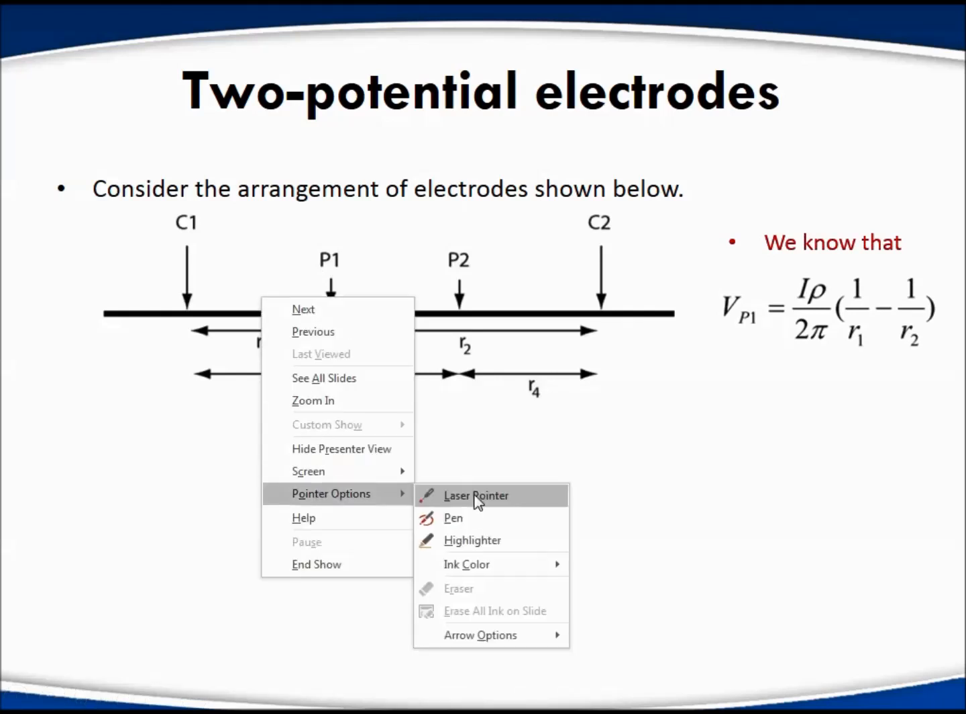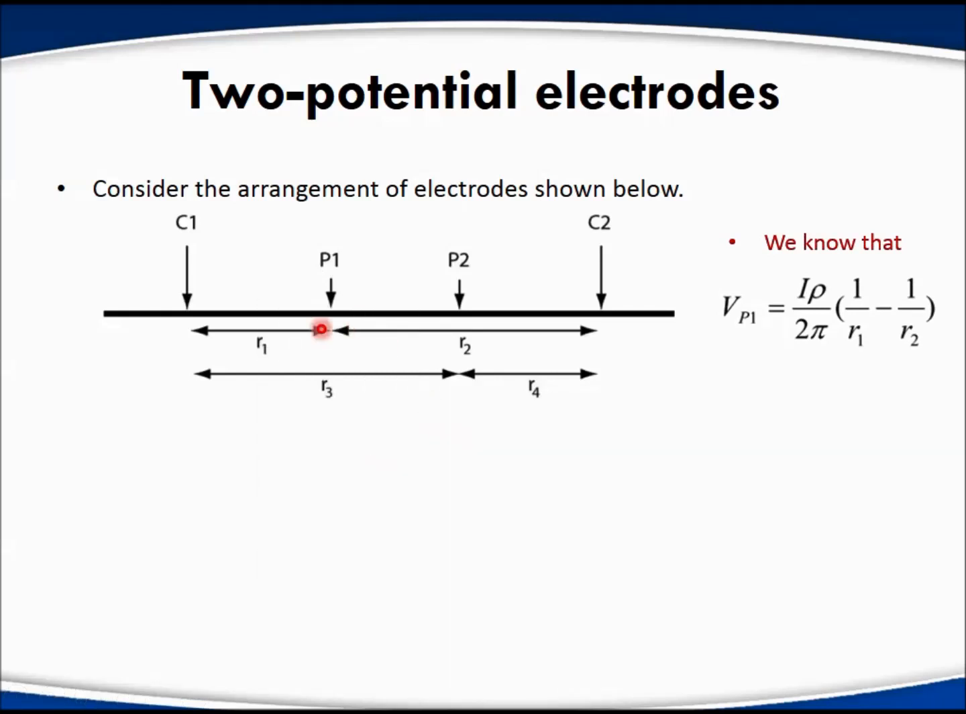Now, when it involves 4 electrodes, it is rather complicated because we have 4 radii to be considered. Before that, we take a look at the basic voltage at potential electrode 1 from the equation that we have discussed before. So the voltage at P1, V_P1, can be measured as I, the current, times rho, the resistivity, over 2 pi, in the bracket 1 over R1, where R1 is C1 to P1, minus 1 over R2, where R2 is C2 to P1.